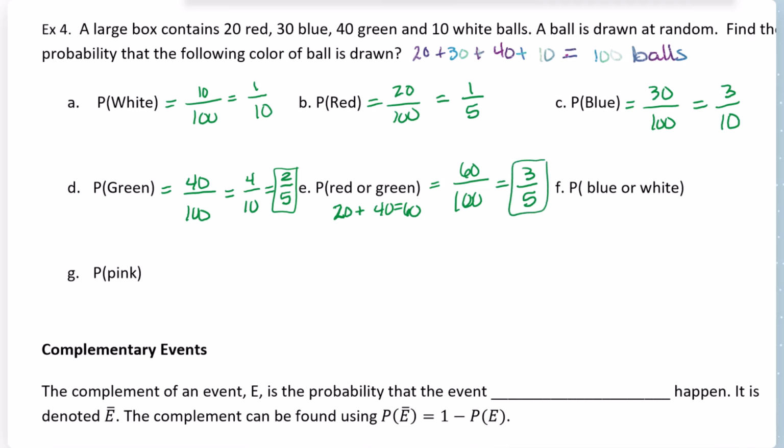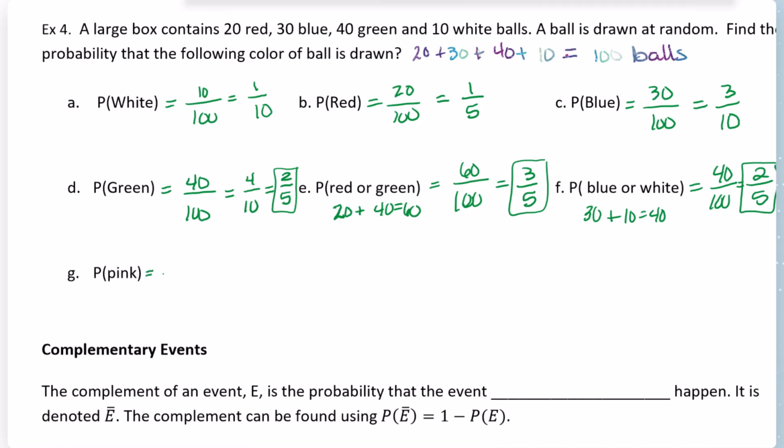What is the probability of blue or white? Well, we have 30 blue and 10 white. That makes 40. So blue or white, we have 40 that qualify out of 100. Let's see, I think the biggest we could take out there is a 20, so that leaves 2/5. If you have questions on simplifying the fractions, reach out, let me know.